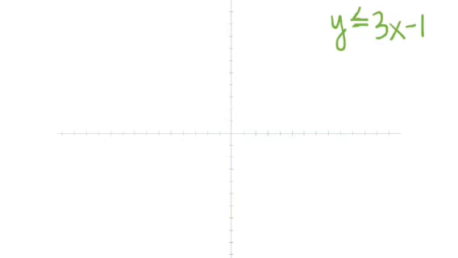I'm going to go ahead and graph this inequality. First, I'm going to treat it just like a line. So my y-intercept is -1. My slope is 3, so I'm going to go up 3 over 1 from that point, up 3 over 1. Because it can be equal to, it gets a solid line. If it would have been strictly less than, it would have gotten a dashed line like this.